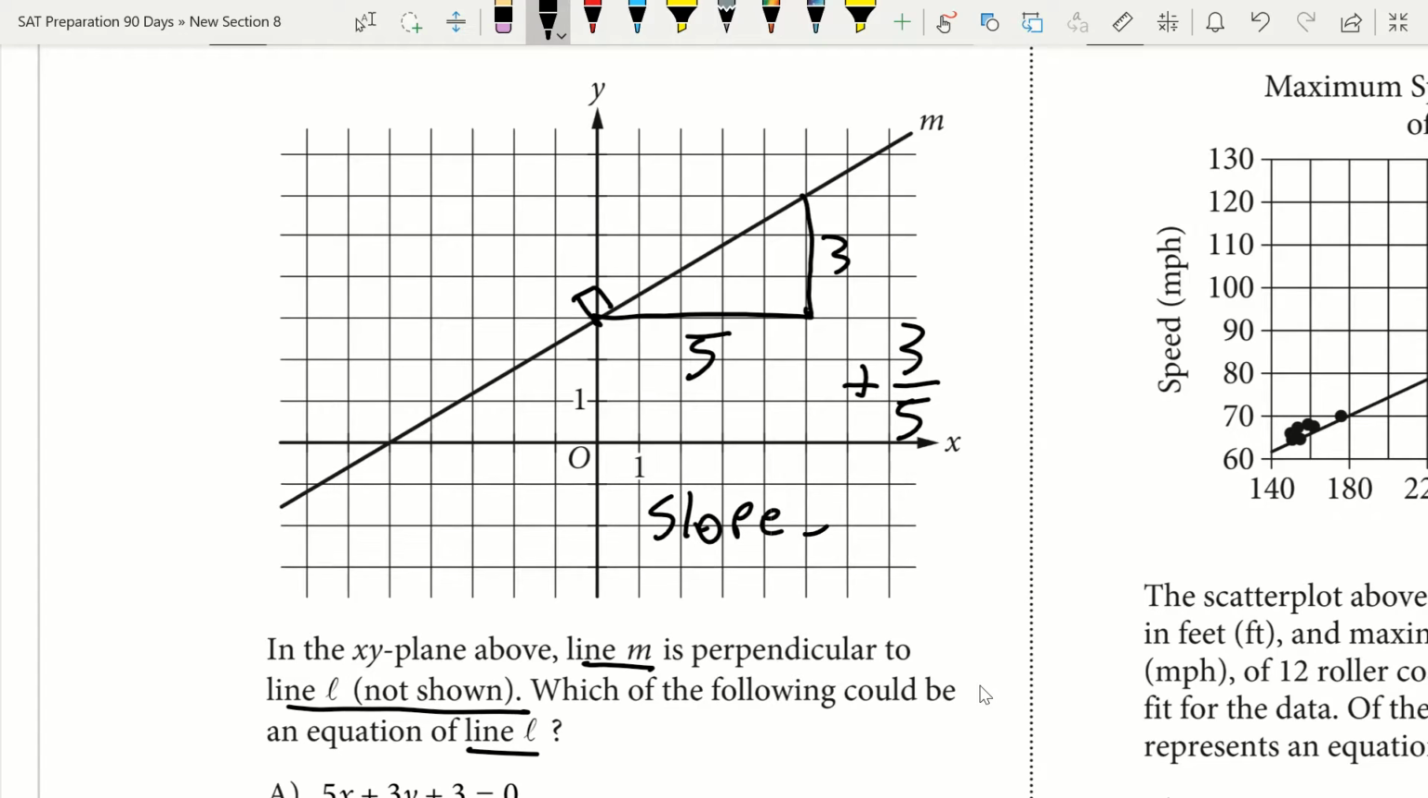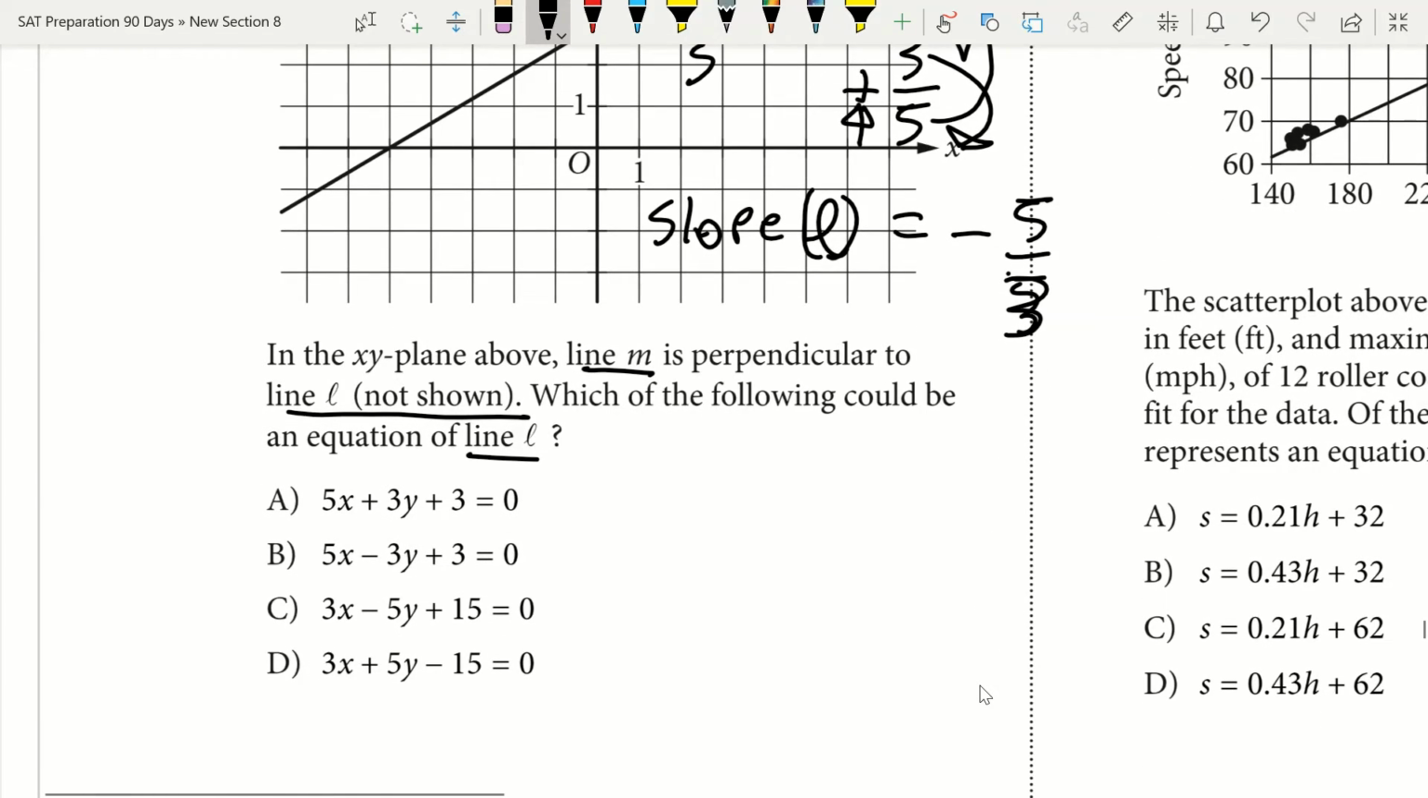So the slope of L is going to have to flip the sign. We had positive for line M, so we're going to have negative. And then flip my denominator to my numerator and my numerator to my denominator. So then it's going to be minus 5/3, minus 5 over 3. So that's what my slope has to be.